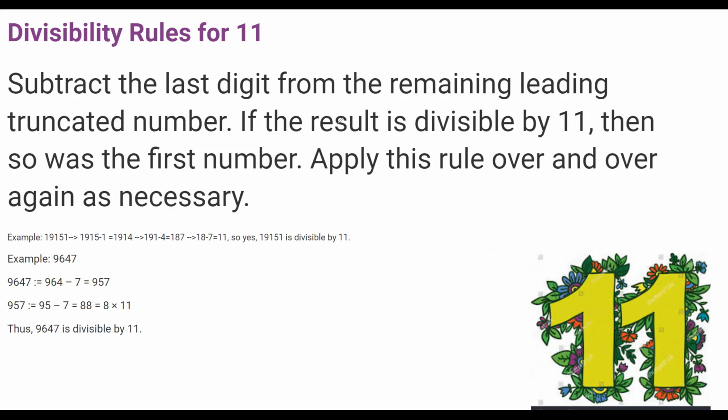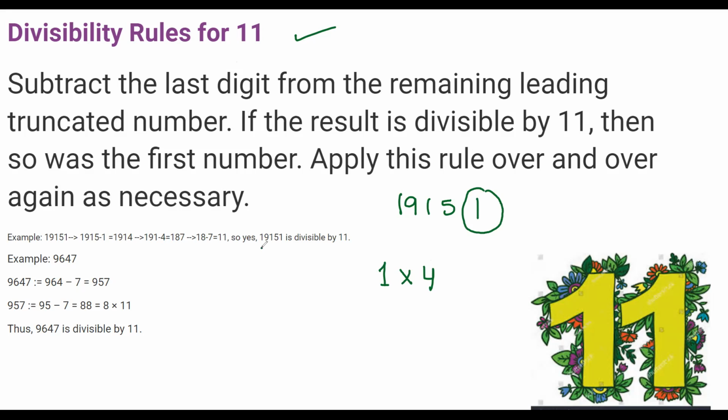Here I'm going to teach you another important rule for 11. So we have taught you two rules. First, I started with one rule, that is truncation method into groups of 3. Then alternate sum of odd and even. And this is another method. So just take a note of this: 19151. So the last number you take 1 and then you multiply it by 4. Subtract the last digit from the remaining truncated number. So if the result is divisible by 11, then so was the first number.